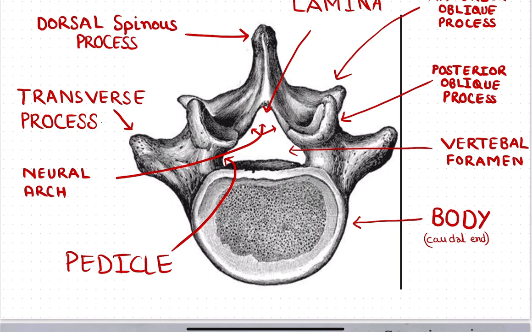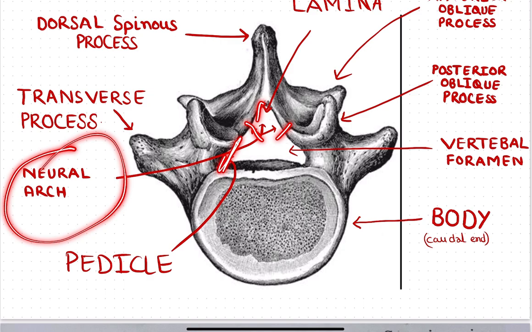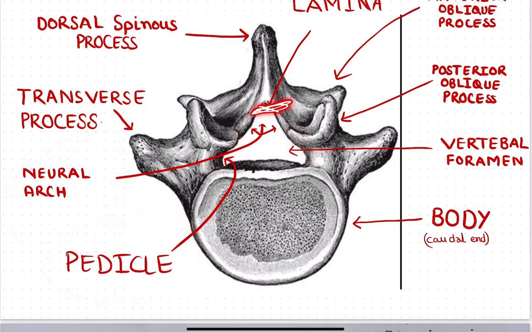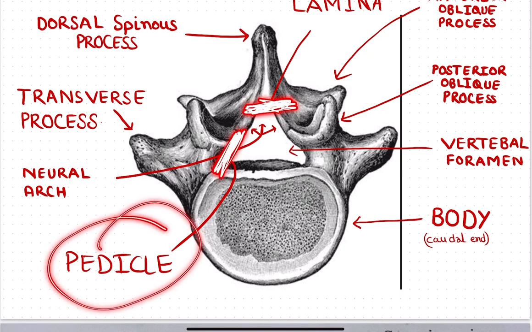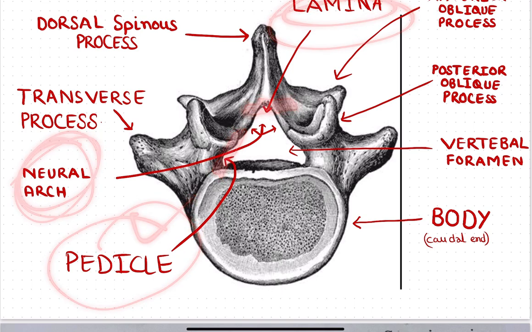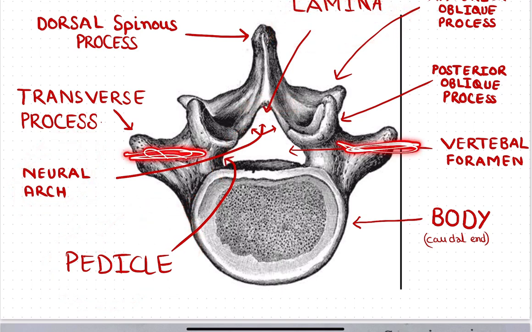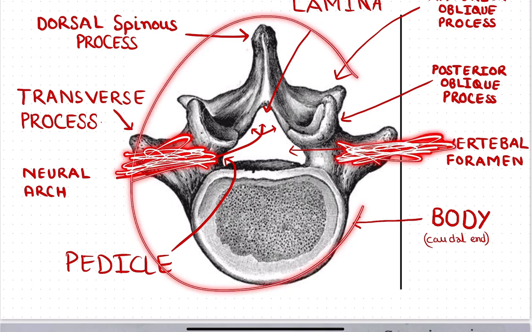It is the vertebral foramen. These 3 structures are the neural arc. This vertical one is known as the pedicle, and this horizontal one is known as the lamina. So pedicle and lamina are the parts of the neural arc, and these are the transverse processes, because they are present transversely to this whole bone.